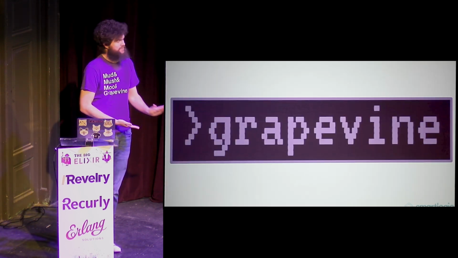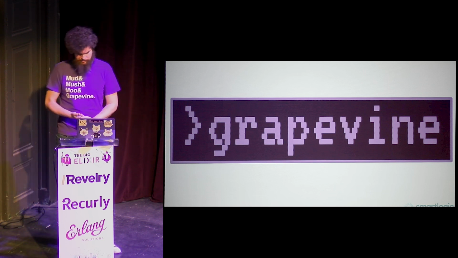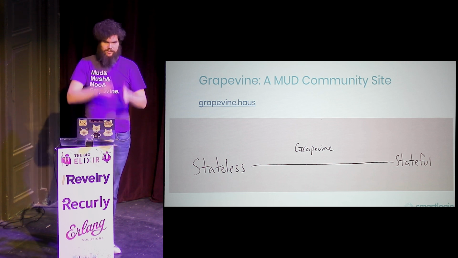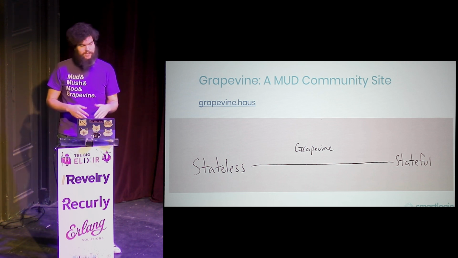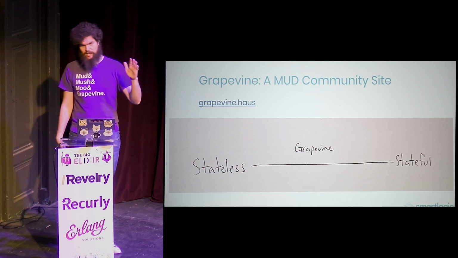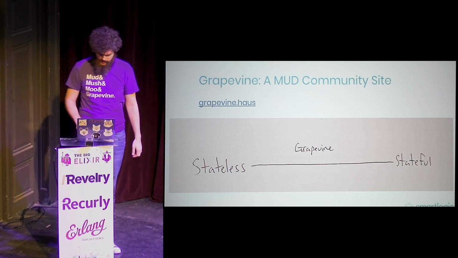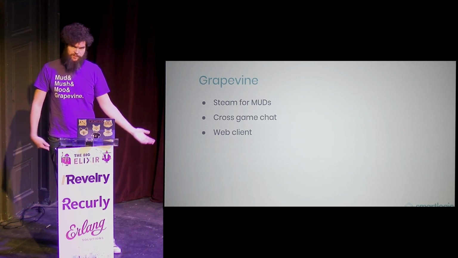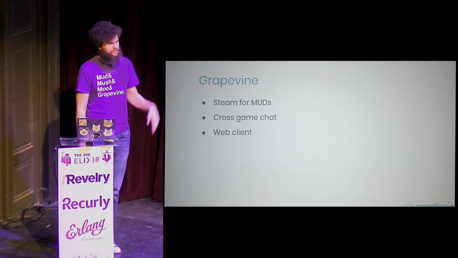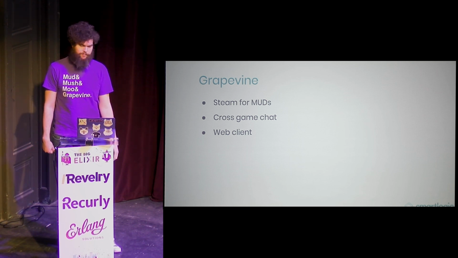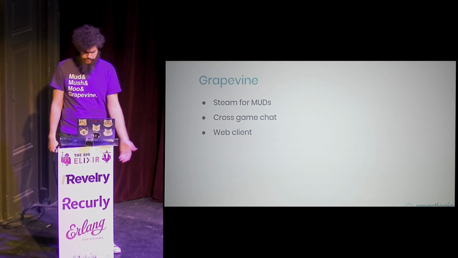So the next thing we're going to look at is called Grapevine. This is a MUD community site. It sits in the middle between stateless and stateful. Most of it is just a standard MVC app, but sections of it, which we'll see, are filled with state. You can think of Grapevine as Steam for MUDs. The two big features are a cross-game chat and a web client for the telnet, so you don't have to install anything locally.